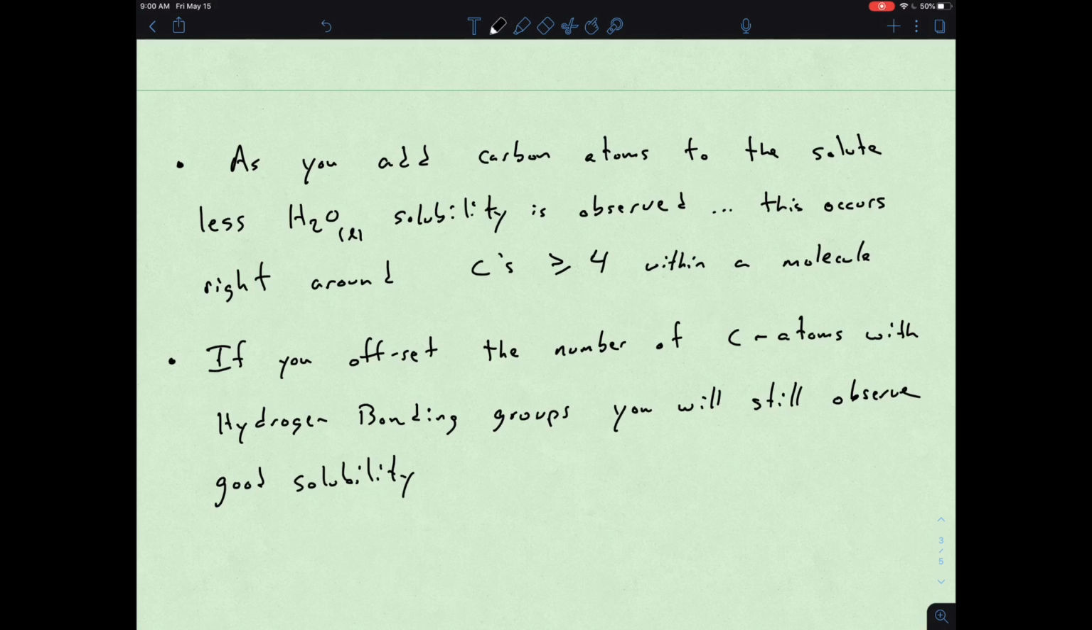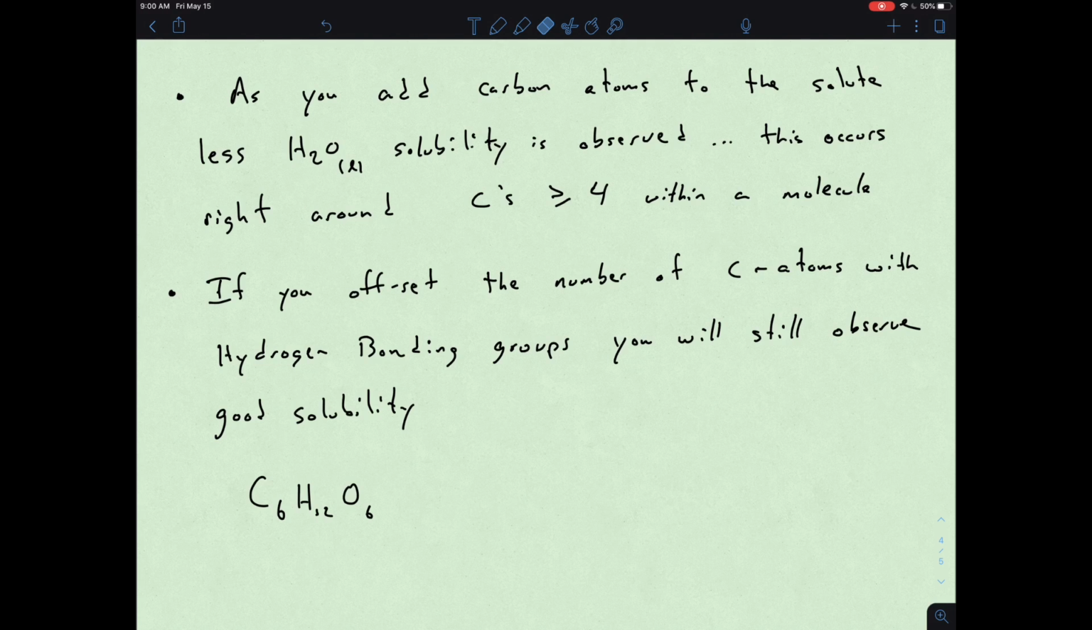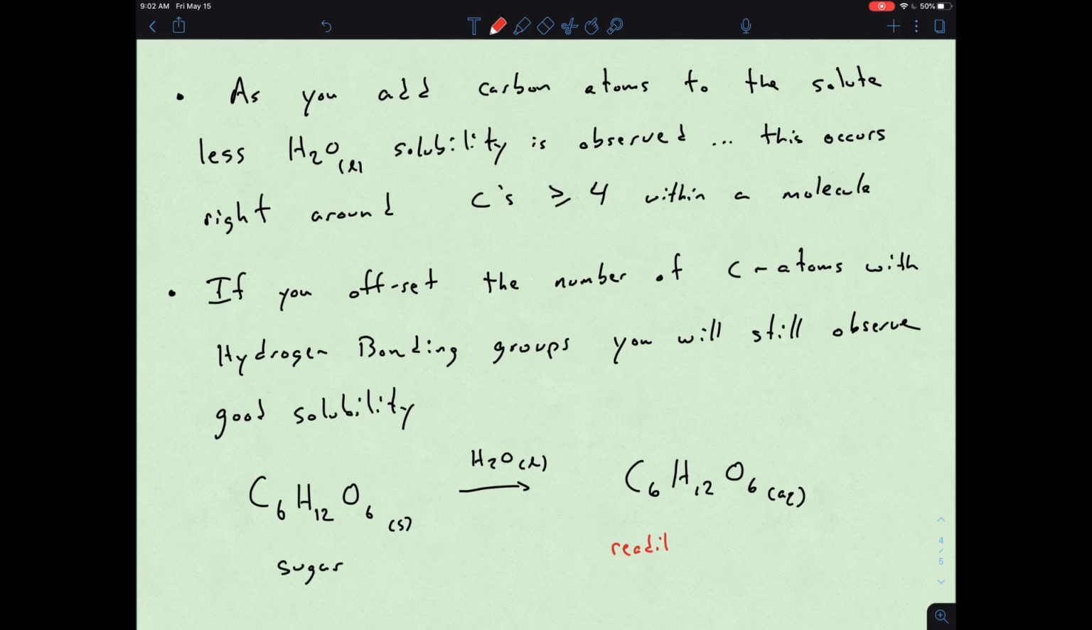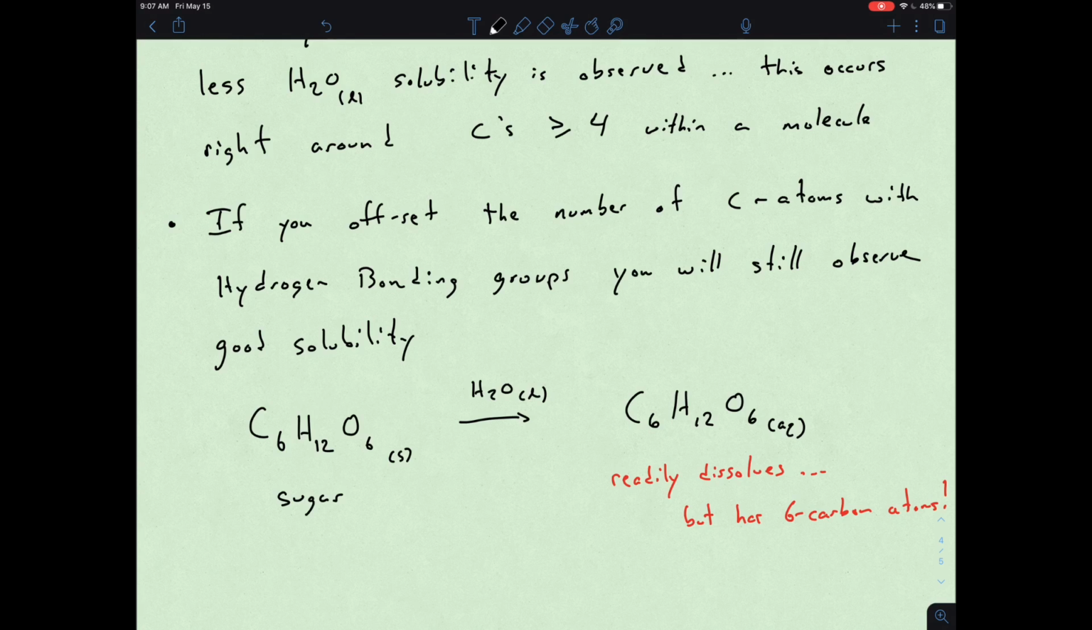So, for instance, if we have C6H12O6, right? And this is the common formula for sugar, right? Putting it into water, it readily dissolves. But it has 6 carbon atoms. And with that, that's this offset idea.